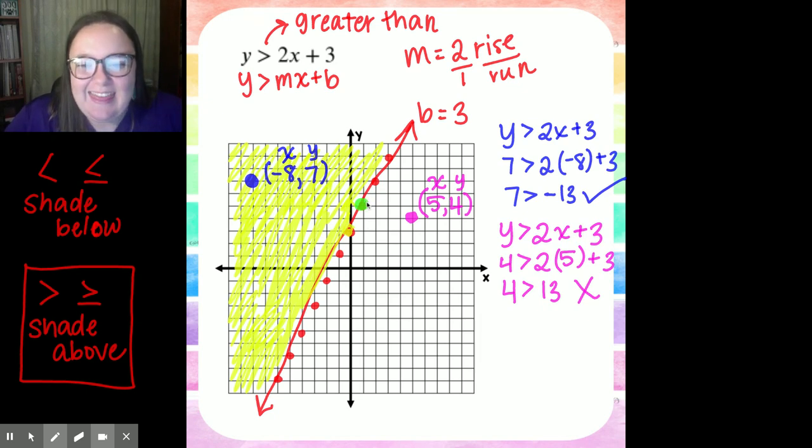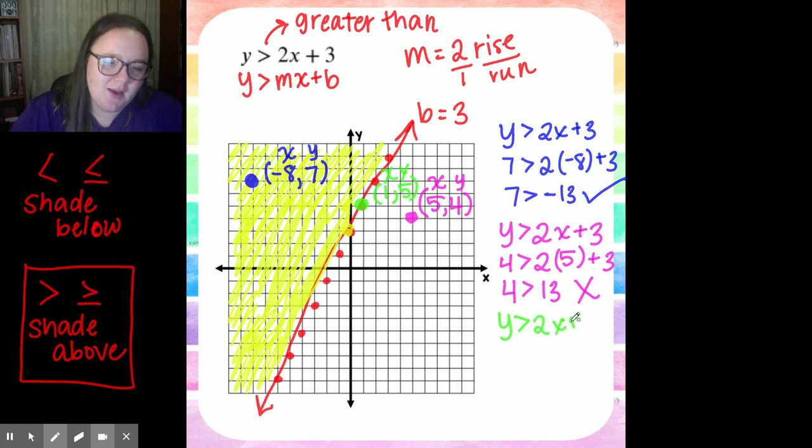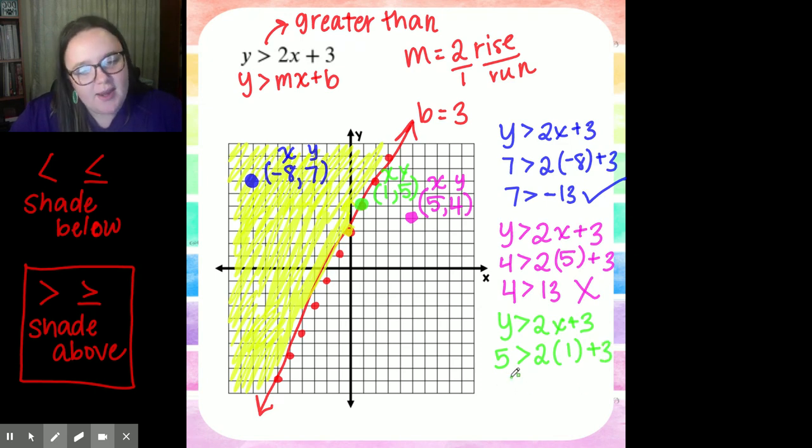Let's see. This green point is at 1, comma, 1, 2, 3, 4, 5. 1, comma, 5. So that's the x, that's the y. One last time we're going to substitute. So y is greater than 2x plus 3. I'm going to substitute. My y was 5, greater than 2 times 1 plus 3. Let's go ahead and simplify it. 2 times 1 is 2, plus 3 is 5.